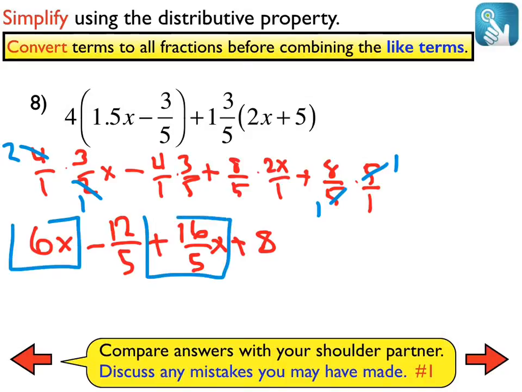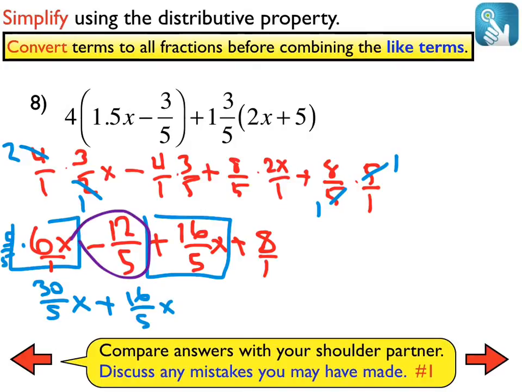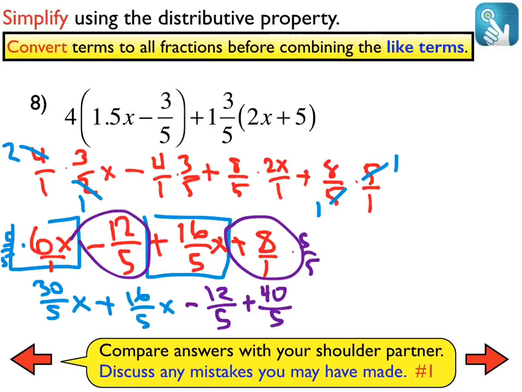Let's put those x terms together. What's the LCD there? 5. We want this one to be over 5, so I make this over 1. I can multiply by 5 over 5 and make this 30 over 5x plus the 16 over 5x. And then this one, what's the LCD for these constants? Also 5. I want them to be over 5. So I have minus 12 over 5 times, this one will be times 5 over 5, makes it plus 40 over 5.